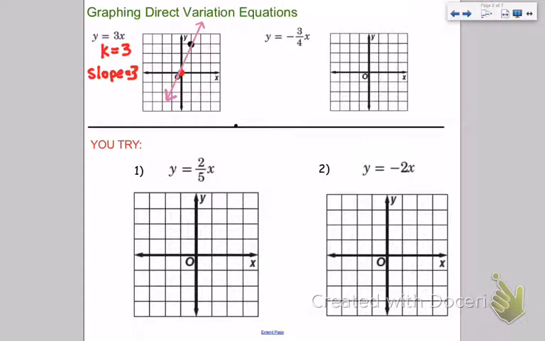Let's try the next one. We know that we have a point at (0, 0) because it's direct variation. And our slope is the same as our k, which is negative 3/4. So from there, we're going to go down 3 and over 4. Plot the point. I'm going to clean it up a little bit, and go ahead and connect those 2 points with a line. Why don't you go ahead and do the Try-Its, and we'll meet for the notes on the next page.